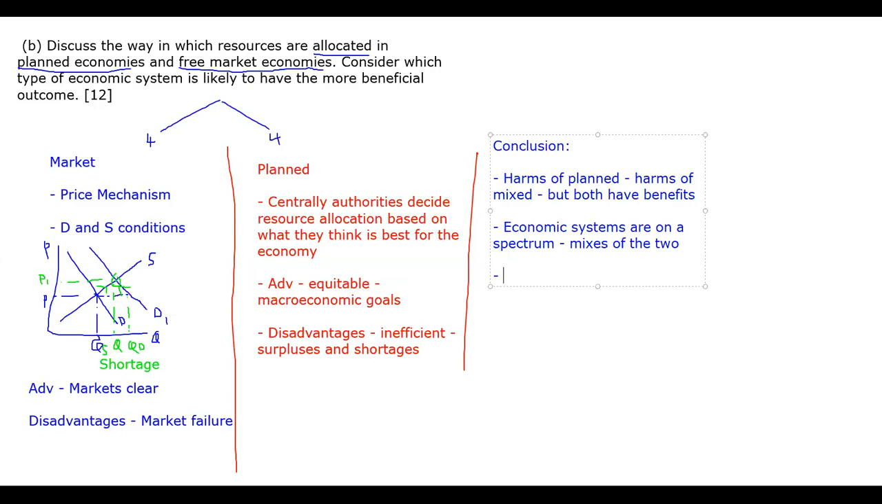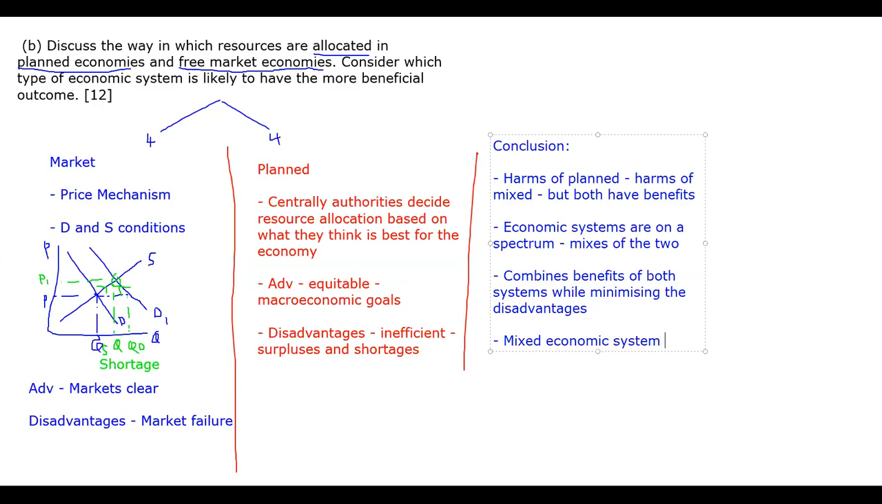But the main crux of the conclusion will be looking at economic systems on a spectrum, and how you could have mixes of the two, either a market mix or a planned mix, and how that combines the benefits of both systems while minimizing the negatives, the disadvantages, basically. Obviously, I'm talking about your mixed economic system. And you should be good with this.